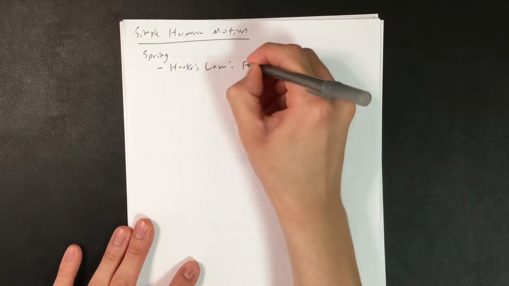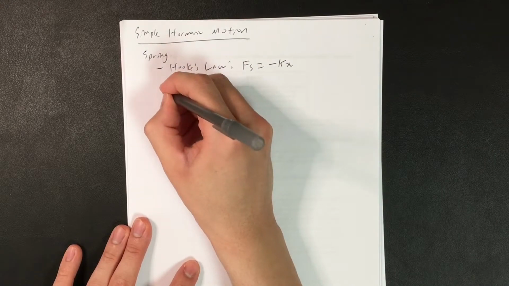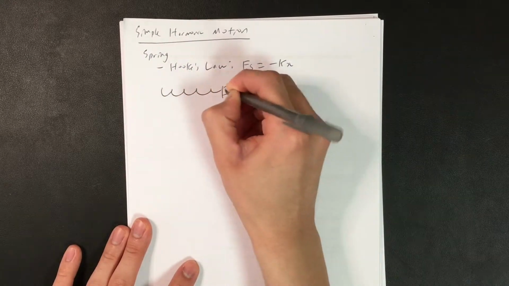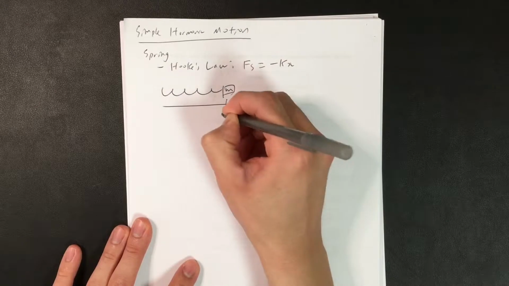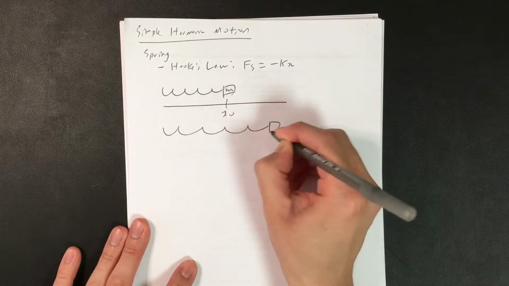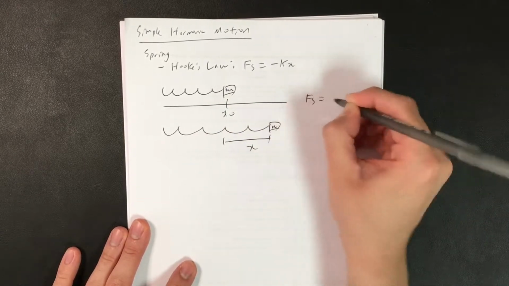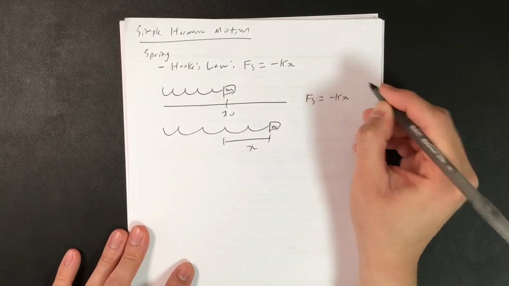Hooke's law states that the force of the spring equals negative kx. What I mean by that is, if there is a spring at an equilibrium position x naught, and the spring is stretched such that the distance stretched equals x, then the force exerted by the spring equals negative kx.